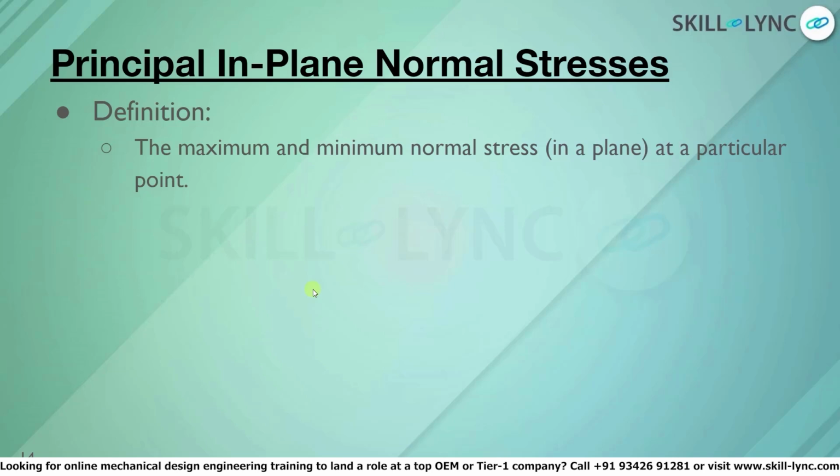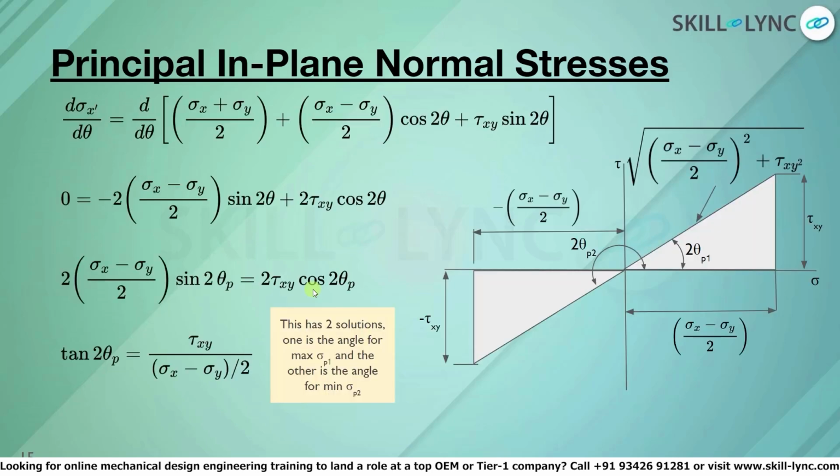One thing we have to keep in mind is that when we talk about principal in-plane normal stress, the value of shear stress acting in the same plane is taken as 0. So we only talk about normal stresses which can be maximum or minimum in a given plane at a particular point. Now to derive that, let us move on to the whiteboard.